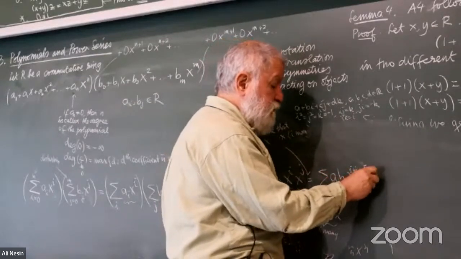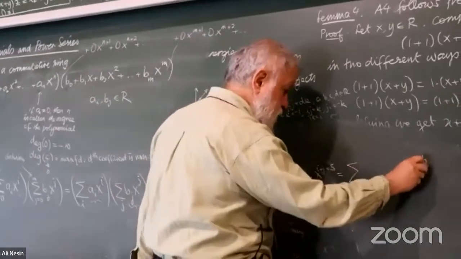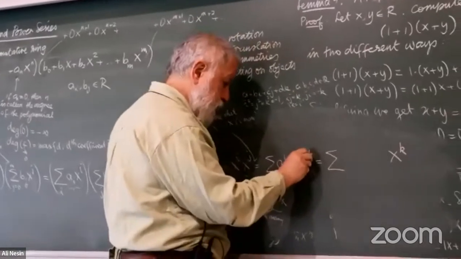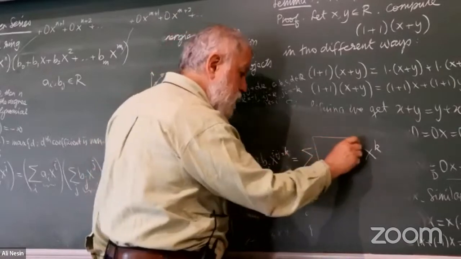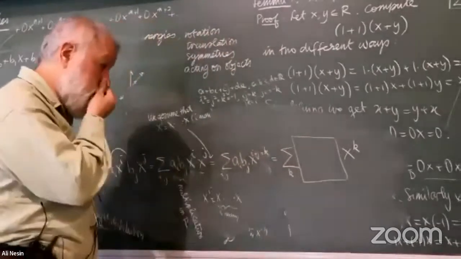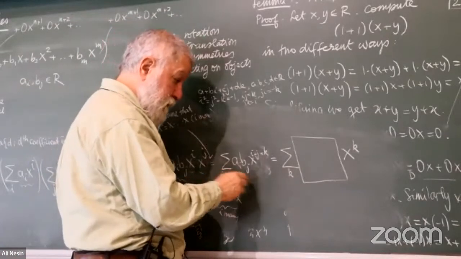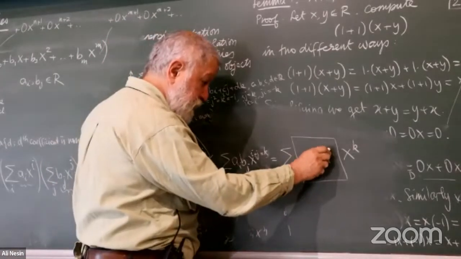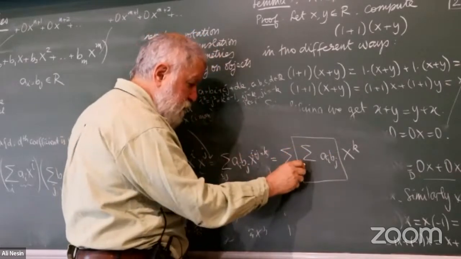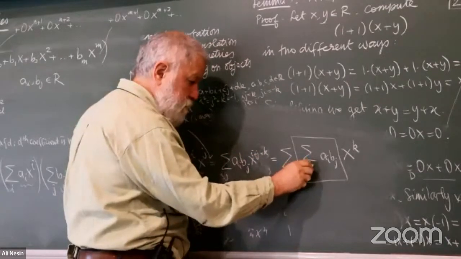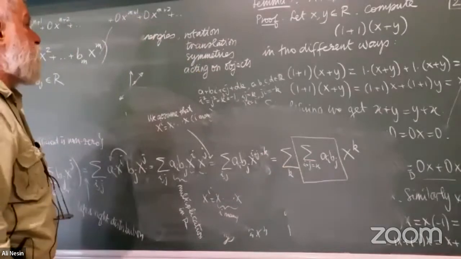So let's put them together. The sum of x to the k. Let's call this k, and this is the sum over k. Here we'll have a coefficient. What will be the coefficient? It will be a sum of a_i times b_j, but i plus j must be equal to k. Right? This is the multiplication in polynomials.